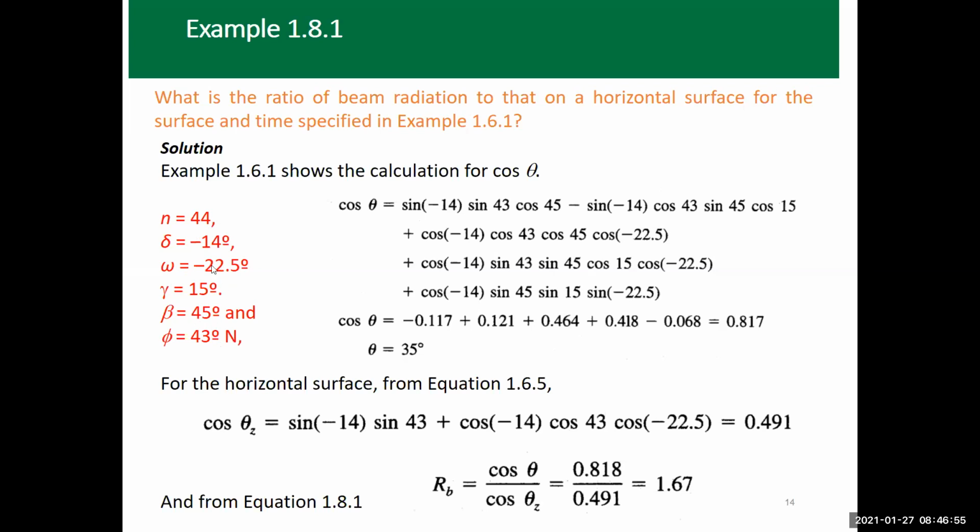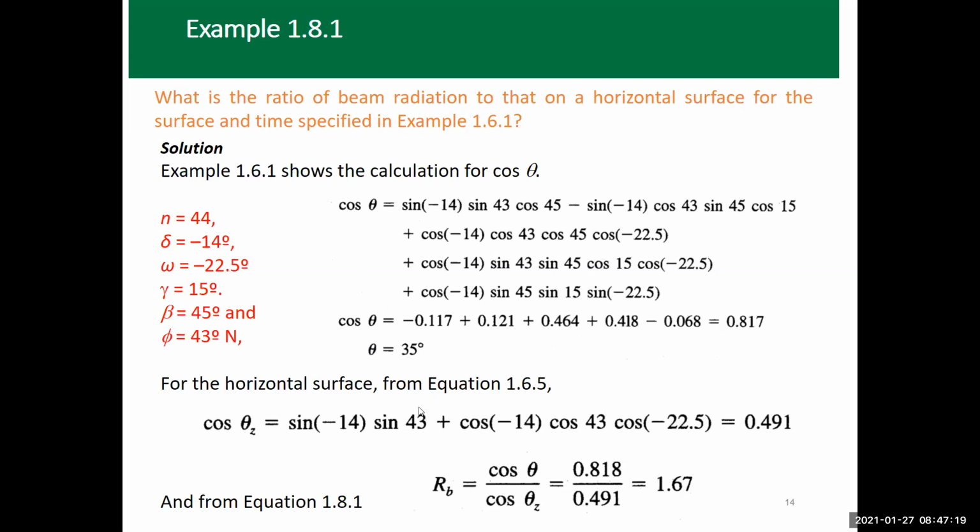So for these conditions, they can be substituted here in the expression of cosine theta, out of which theta has been calculated as equal to 35. The angle of incidence we calculated in example 161. If you go back to the first presentation, you will find that example, and the value of theta has been calculated there to be 35.